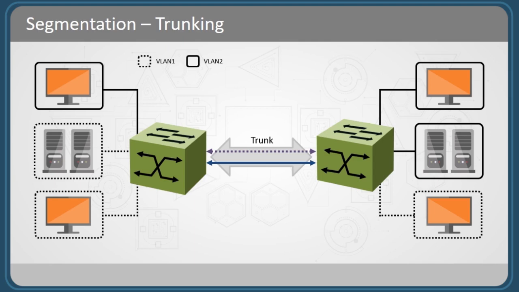We see VLAN 1 is the dotted line, and VLAN 2 is the solid line, and there is a mix of both on either side. So you can have these VLANs that extend beyond even more than two. You can have multiple switches with multiple VLANs configured with trunks in between them to still allow membership in really any VLAN, regardless of which physical switch they might be connected to.